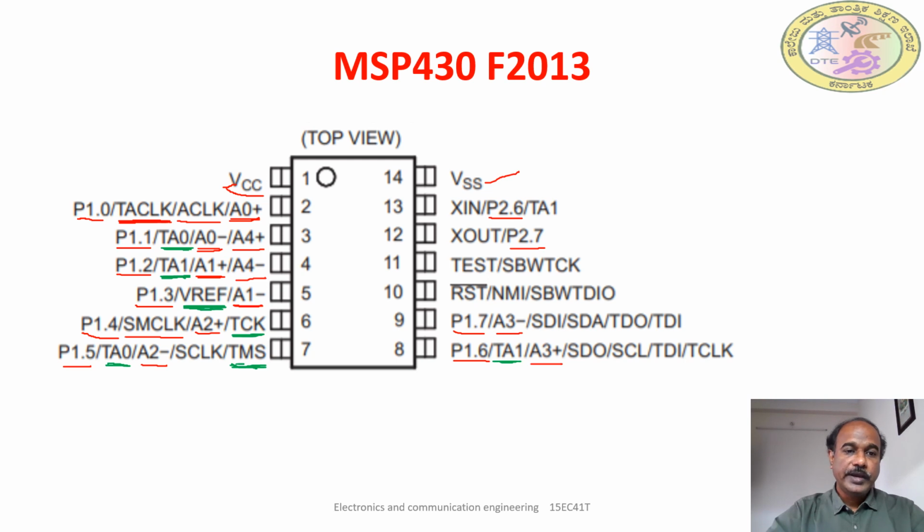Then we have one more pin functionality, that is called SCLK, serial clock. This can be used as the serial clock in case of serial communication. Either it may be SPI or I2C, this pin will be used for the serial clock function.